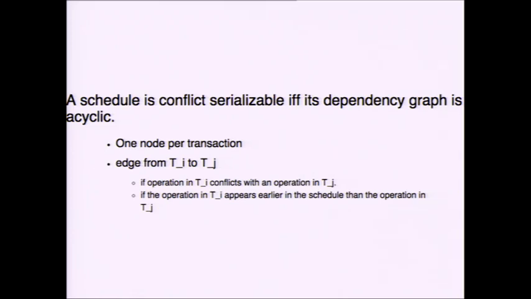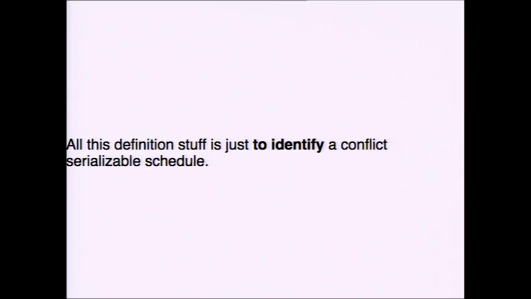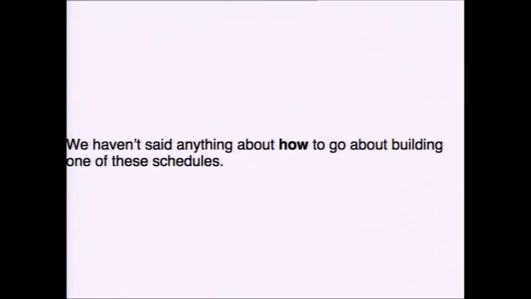And if you are into theory, you can prove that if there is no cycle, then you're guaranteed that it is conflict serializable, but you can just take that at face value. Right, so this just identifies a conflict serializable schedule if we give you one such schedule, but we haven't actually told you how you generate one of these schedules.